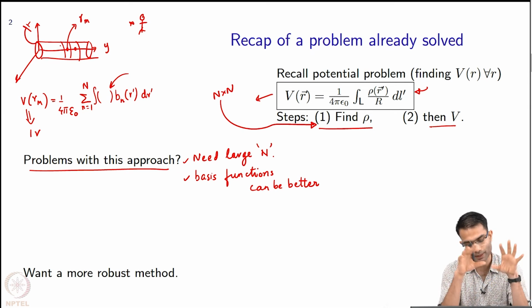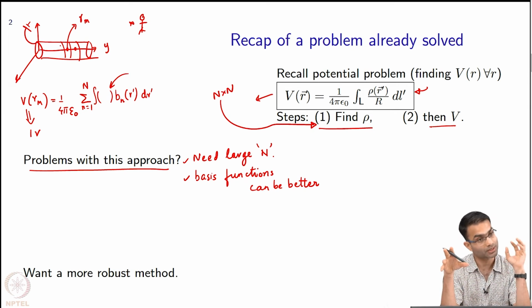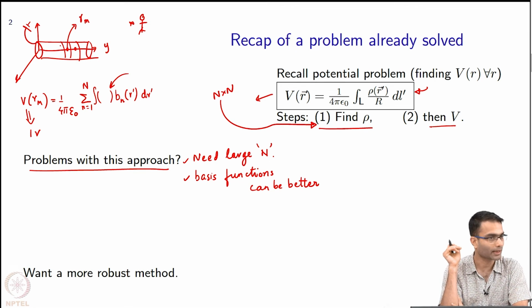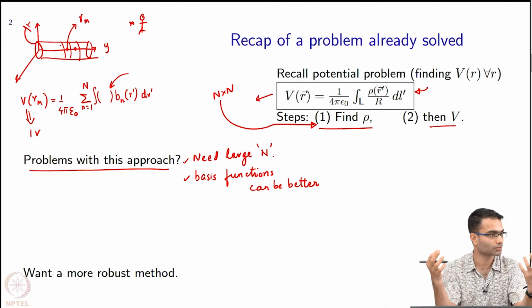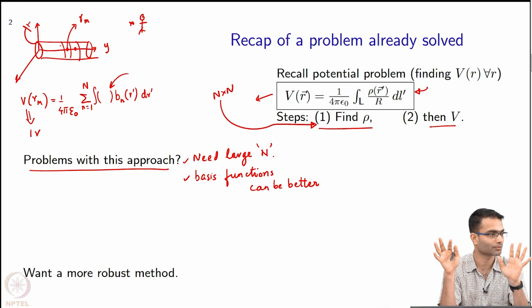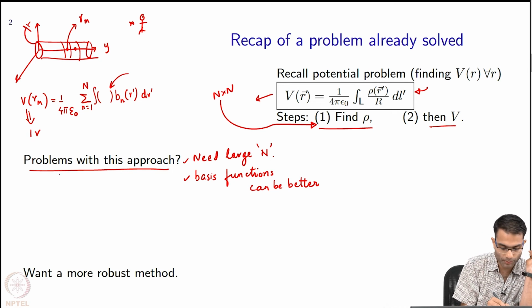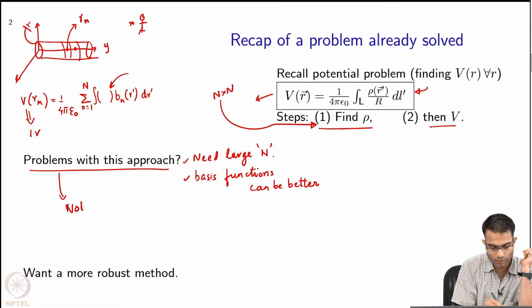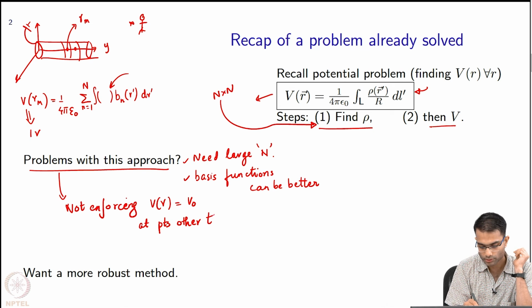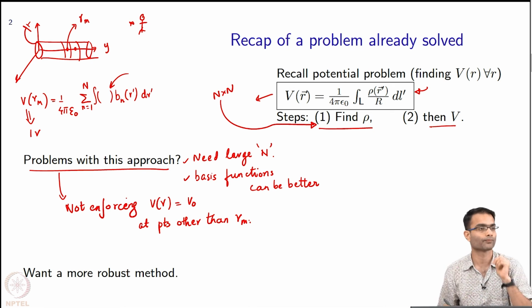So my question is that keeping n fixed, choosing good basis functions, still is there something better that you could do? Right? So the answer is yes, and that is what the method of moments tries to do. So what we did over here was essentially we discretized the integral equation and solved it, right? So the main problem with this approach is that we are not enforcing V of r is equal to V naught at points other than Rm. Okay.